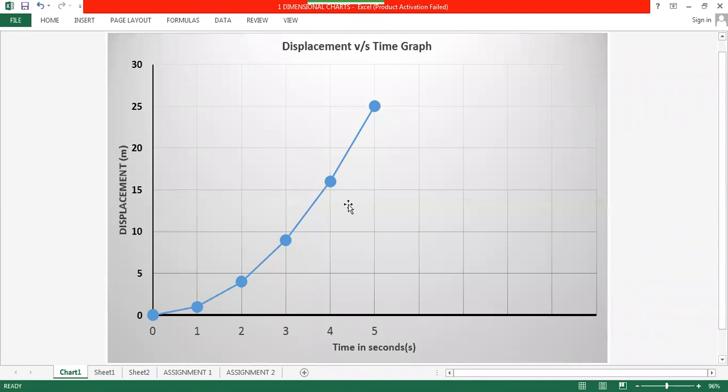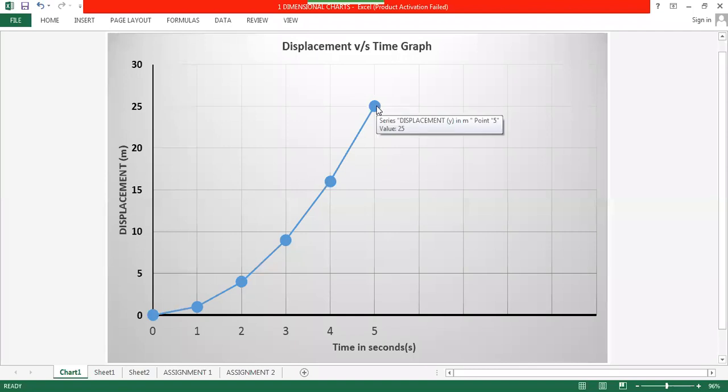Is it a straight line? No, it's not a straight line. It is a curved line. If you try to join all these points with a scale, you will not be able to do it because this is coming out to be a curved line. So you have to draw it with your free hand. It's a free hand drawing. So you will find that it's a curved line.